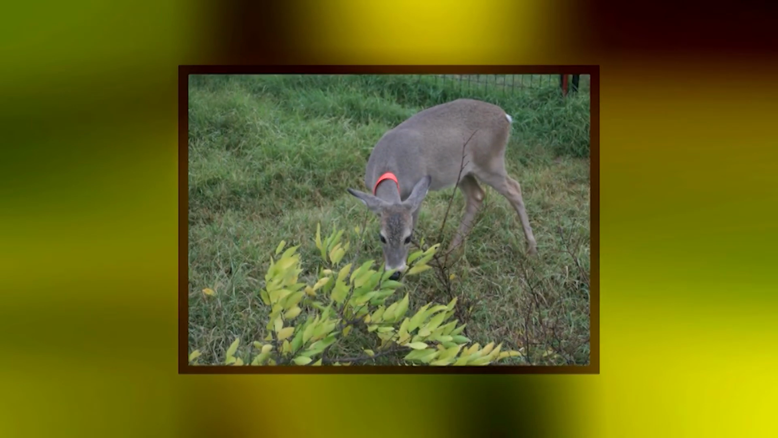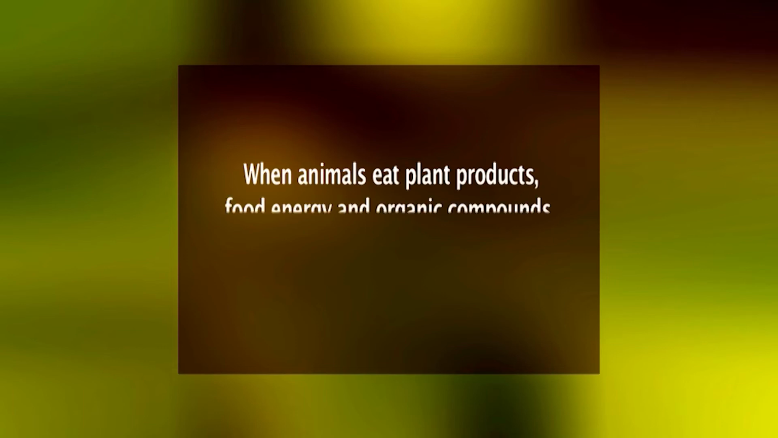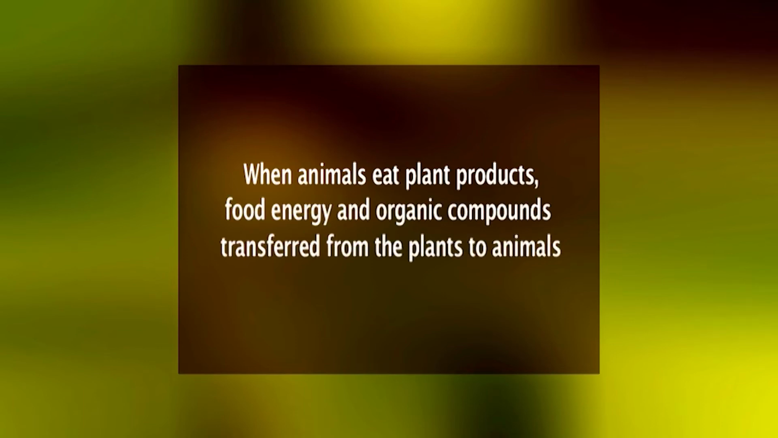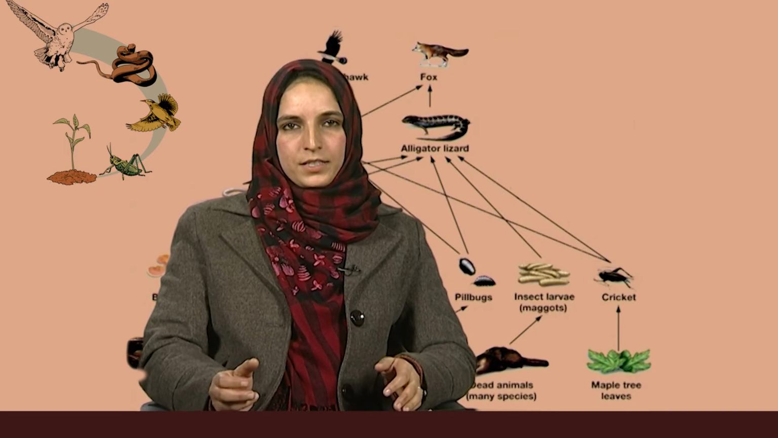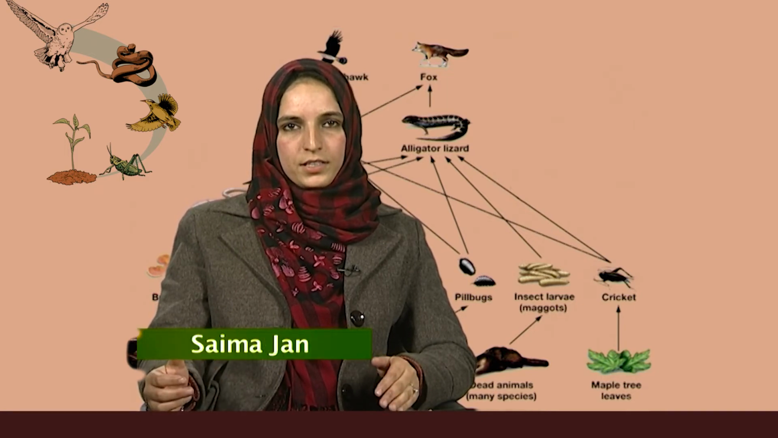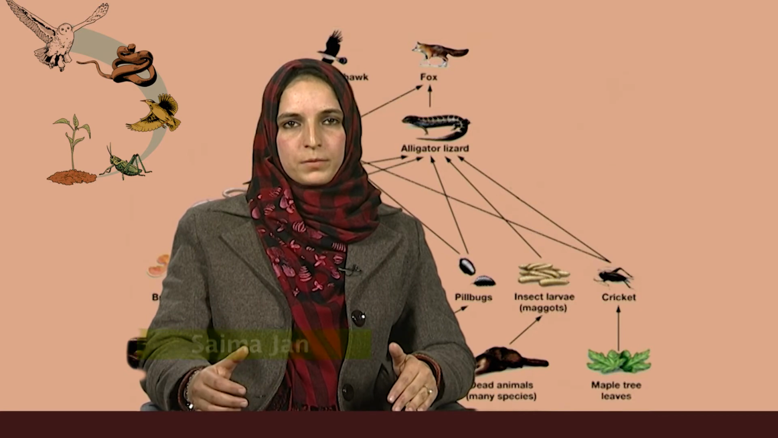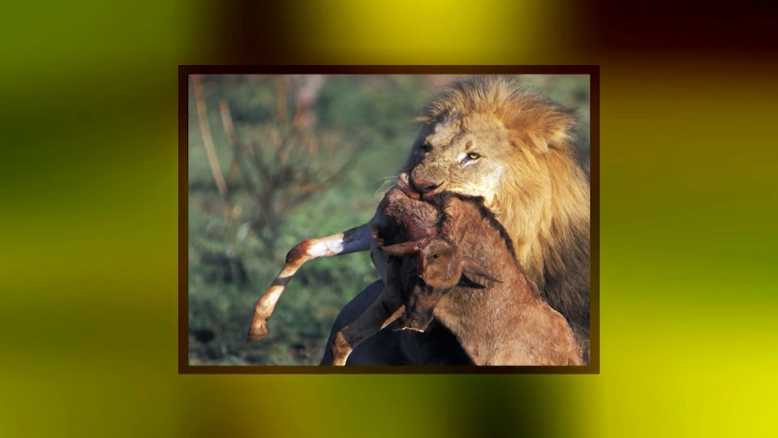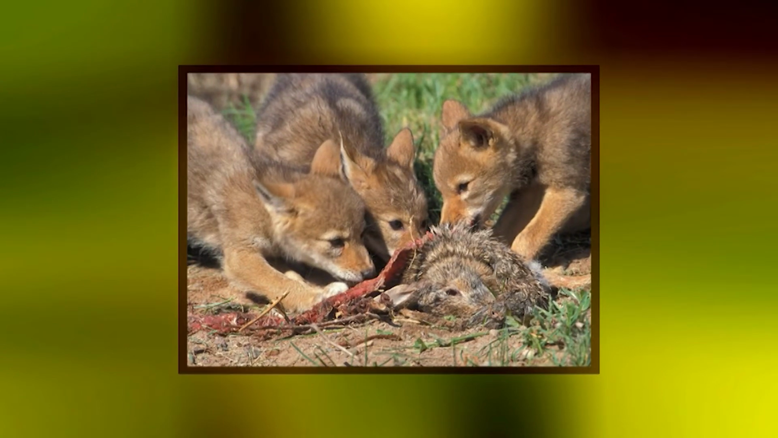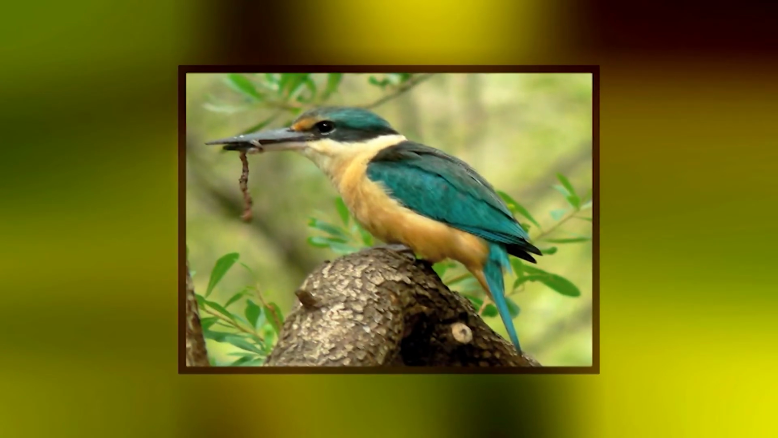For example, deer eating shrub leaves, rabbits eating carrots, or worms eating grass. When these animals eat these plant products, food energy and the organic compounds are transferred from plants to the animals. These animals are in turn eaten by other animals, again transferring energy and organic compounds from one animal to another. Examples would be lions eating deer, foxes eating rabbits, or birds eating worms.